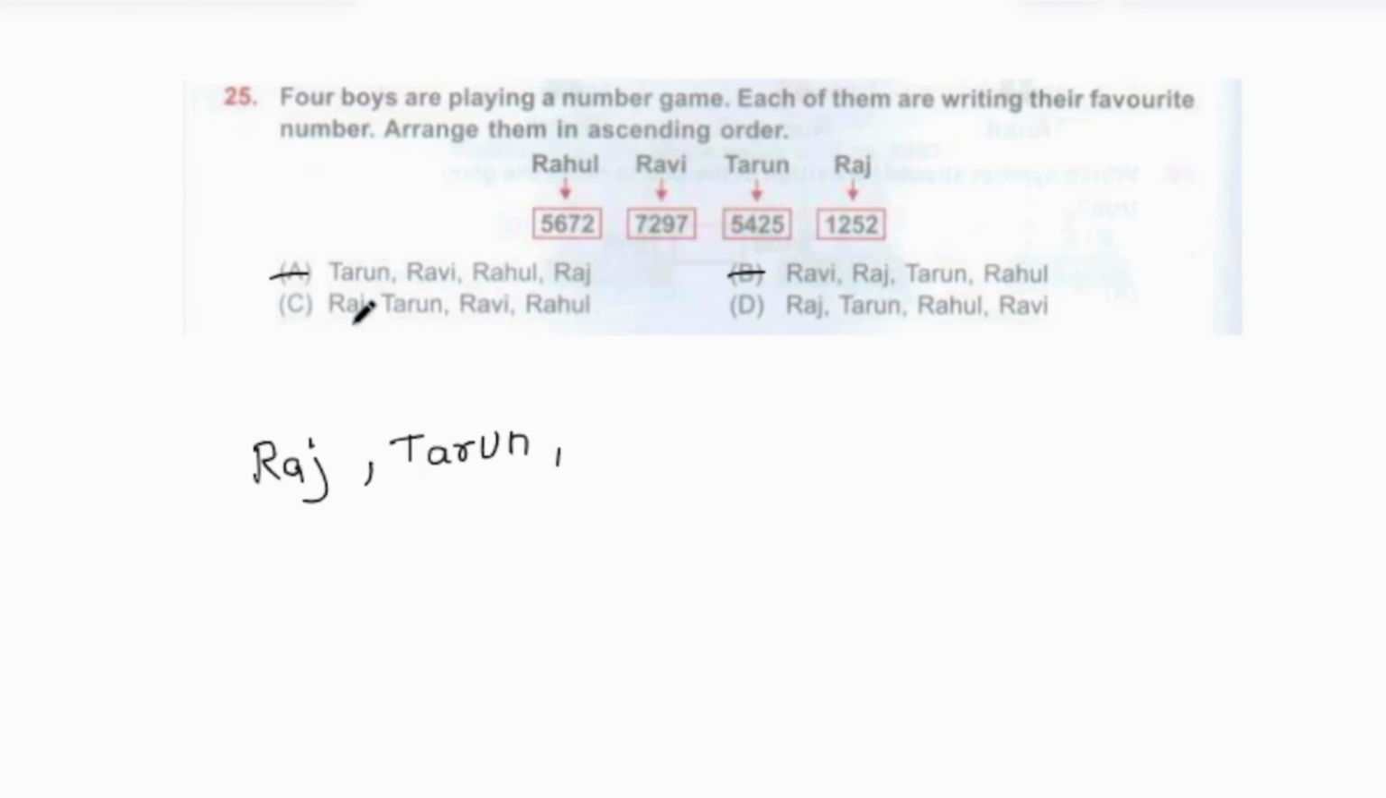But option C has Tarun and option D also has Tarun, right? So now let's go to the third smallest number. If you see, we are left with Rahul and Ravi. Rahul has 5672, which is still smaller than 7297. So let's write down Rahul, and immediately you can understand that D is the correct option. Lastly being Ravi.